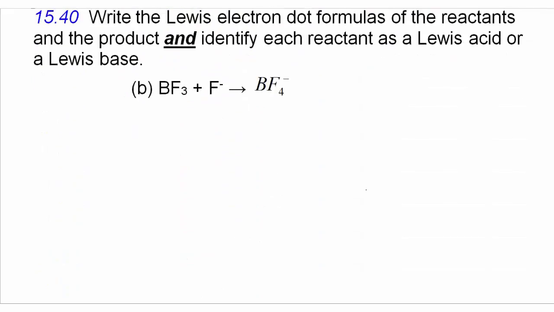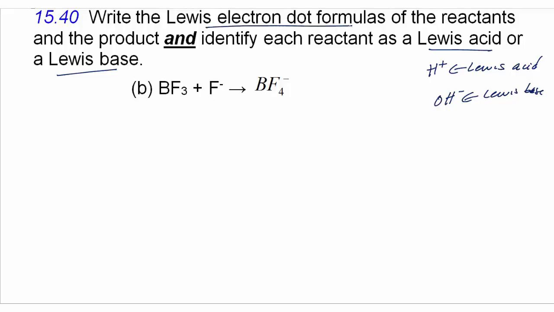Write the Lewis electron dot formulas of the reactants and the product and identify each reactant as a Lewis acid or a Lewis base. So this idea of, remember, Lewis acids and Lewis bases? That was a Lewis acid because it can accept electrons. Lewis base because it can donate electrons. Okay, and making these bonds. So it's a lot easier to see this transfer of electrons if you draw the Lewis electron dot formulas. Now you're doing pretty good if you remember how to do this.